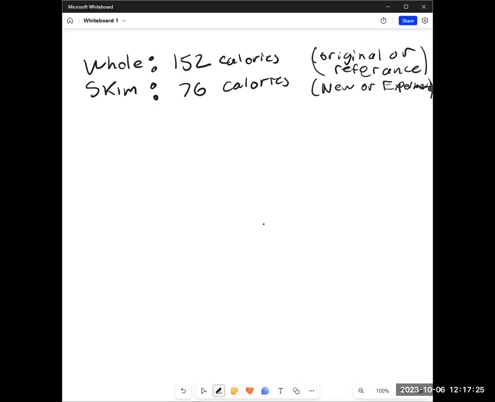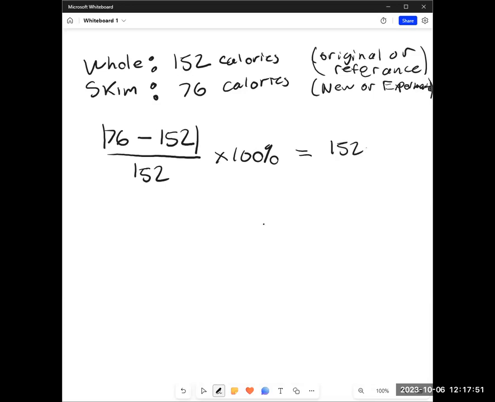But anyways, we're going to say that this is 76 minus 152 over, I'm going to put that in absolute value bars so that we make it a positive number, over the reference value here of 152 times 100%. So that numerator is the same thing as 152 minus 76, since 152 is the bigger number, divided by 152 times 100%.